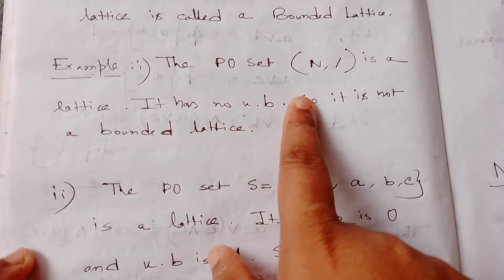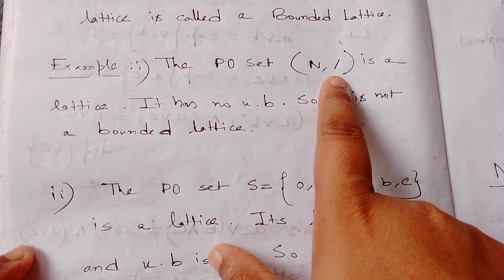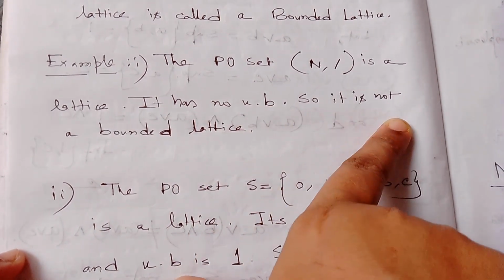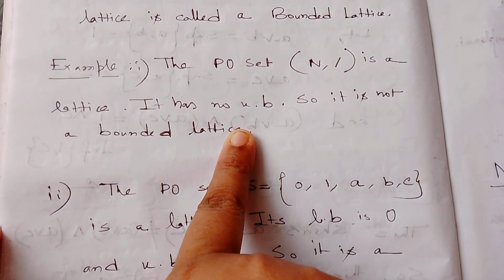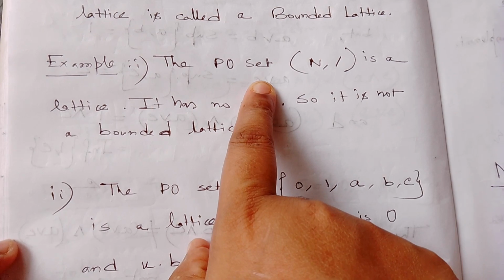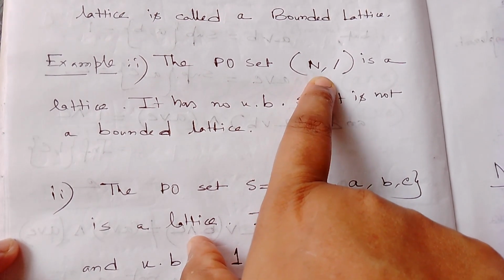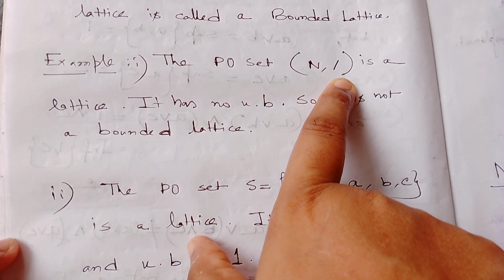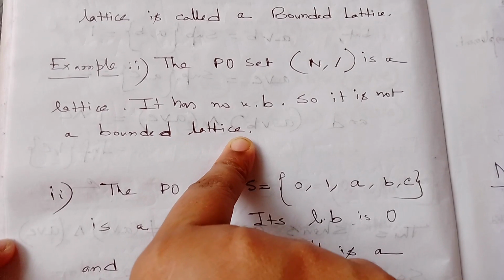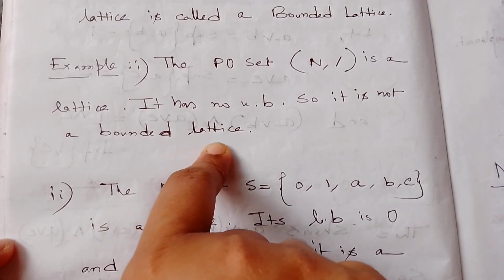The POset consisting of N with divisibility is a lattice. It has no upper bound, so it is not a bounded lattice. As we know, the POset consists of natural numbers and here the relation is divisibility. It has no upper bound. So clearly it is not a bounded lattice because it is not a bounded POset. That is why it is not a bounded lattice.